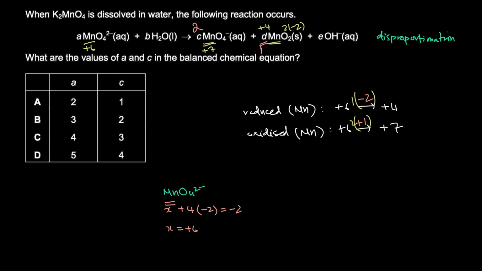We have to find A and C over here. We already found C, that's 2. And since we have 1 manganese atom here and 2 manganese atoms here, we'll have a total of 3 on the left hand side. So A would be 3. So 3 manganese atoms: if you had a total of 3 manganese atoms, 2 of them would be oxidized to +7, and then 1 of them would be reduced to +4. So A is 3 and C is 2. So the answer is B.